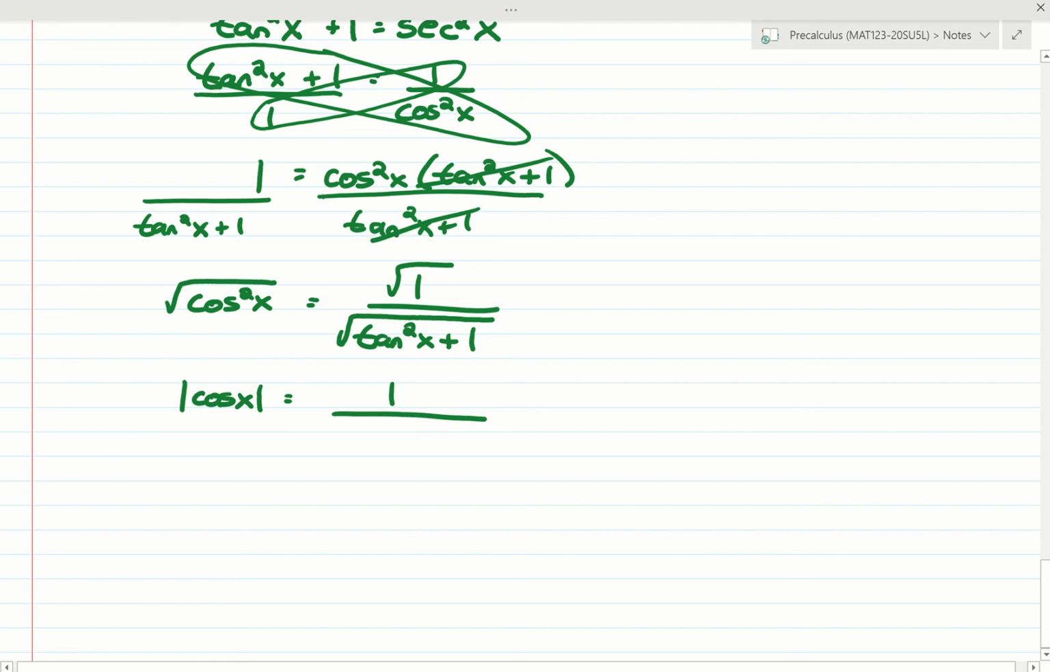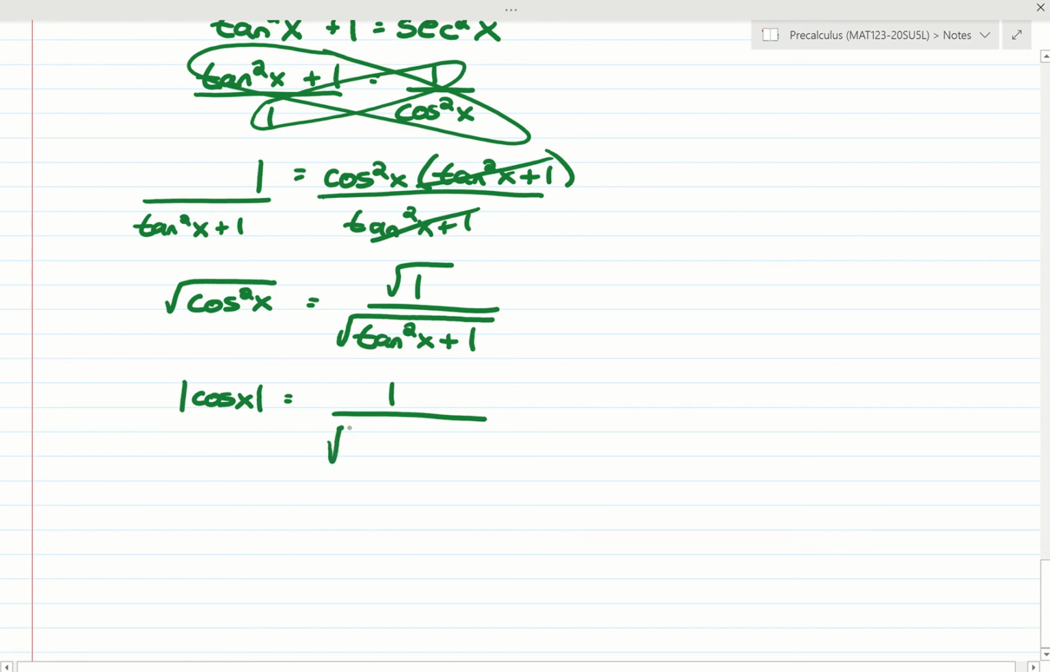You're not allowed to distribute a square root like this. You can't just take the square root of tangent and the square root of 1. That's not how square roots work. Like, what if I asked you what's the square root of 3 plus 1? The answer is 2, right? Square root of 4 is 2. That's not the same thing as the square root of 3 plus the square root of 1. So please don't do that. You can only break up a square root if you're multiplying or dividing on the inside.